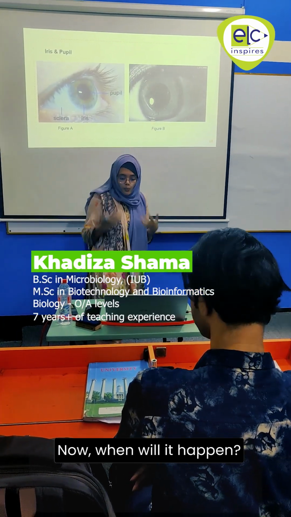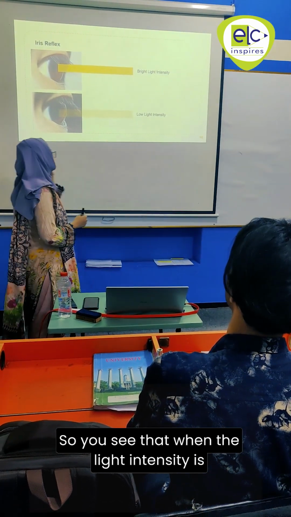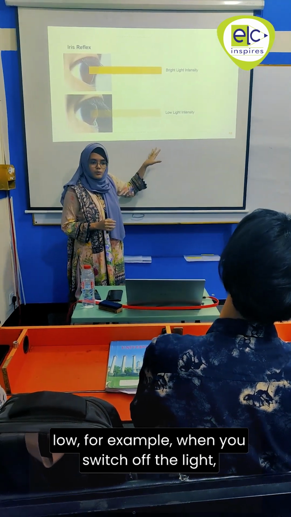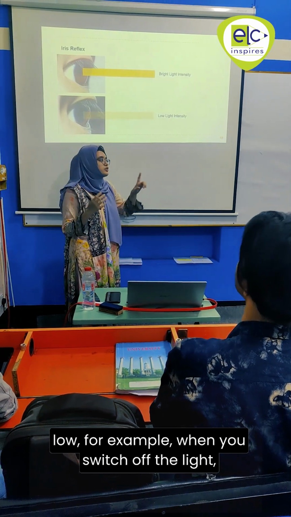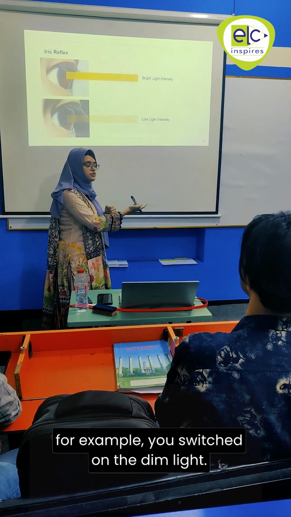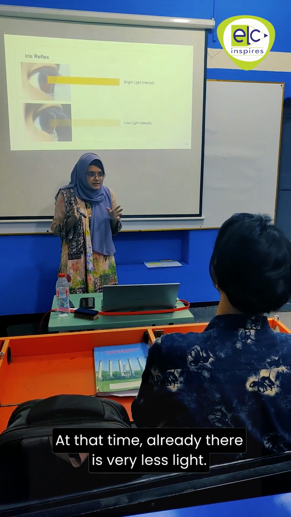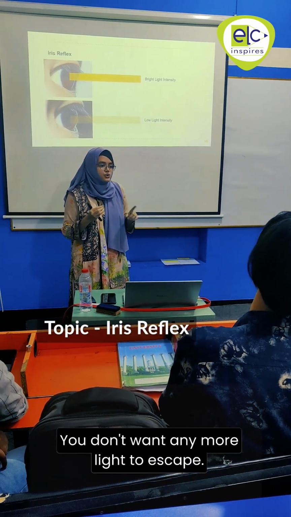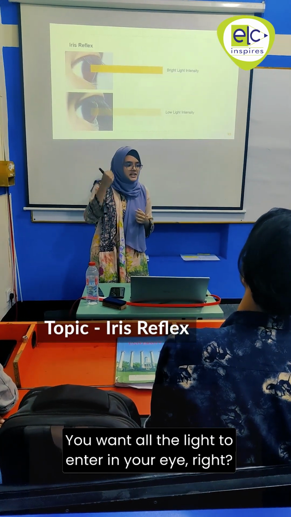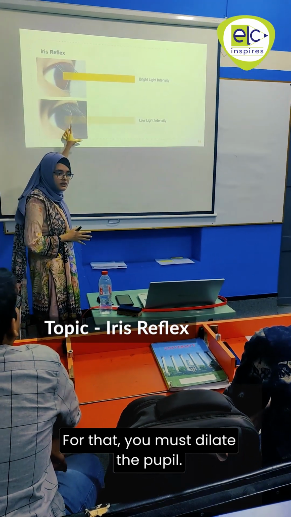Okay, now when will it happen? When will the pupil be dilated and when will the pupil be constricted? So you see that when the light intensity is low, for example, when you switch off the light and you are in low light intensity, for example, you switched on the dim light. At that time, already there is very little light. You don't want any more light to escape. You want all the light to enter your eye, right? For that, you must dilate the pupil.